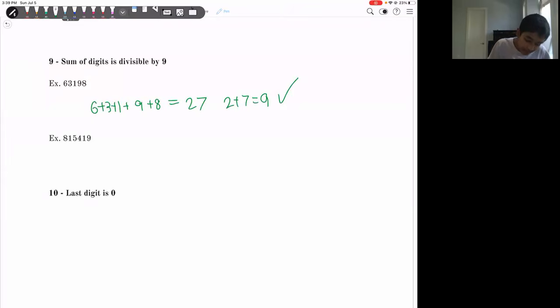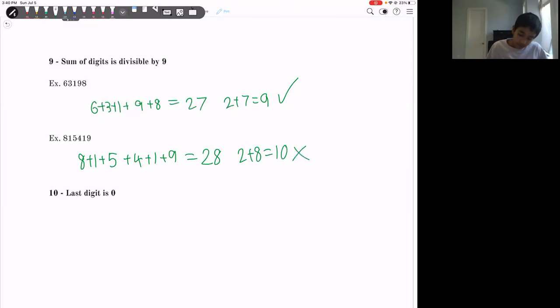Now what about 815419? We do 8 plus 1 plus 5 plus 4 plus 1 plus 9. Well, we can do 8 plus 1 is 9, 9 plus 5 is 14, 14 plus 4 is 18, 18 plus 1 is 19, and 19 plus 9 is 28. And we can do further, 2 plus 8 is 10. And 10 is not divisible by 9, so this doesn't work.